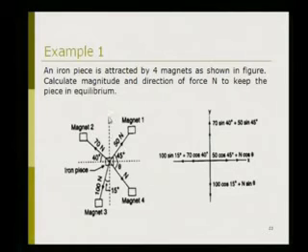Then the second component, in the vertical direction, will be 50 into sin 45, which is again in the upward direction. So this will be 50 into sin 45. So this force is divided into two components. Then the second force, the 70 Newton force, is again to be divided into two components.